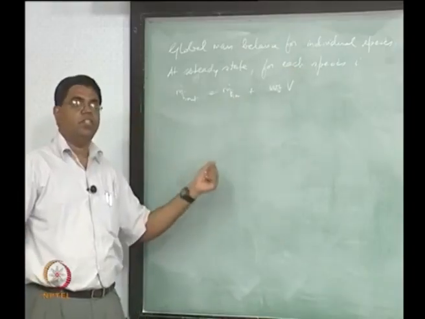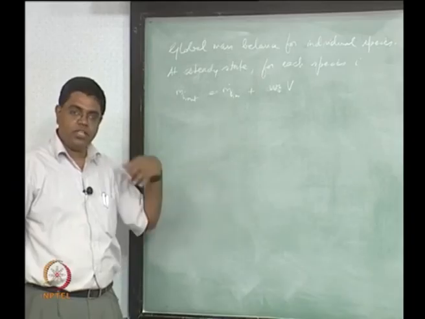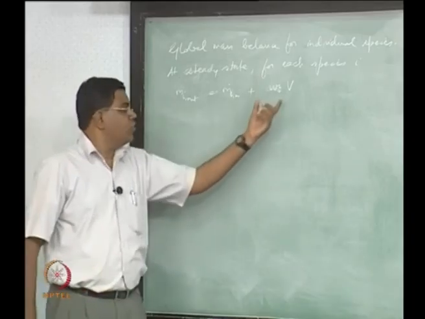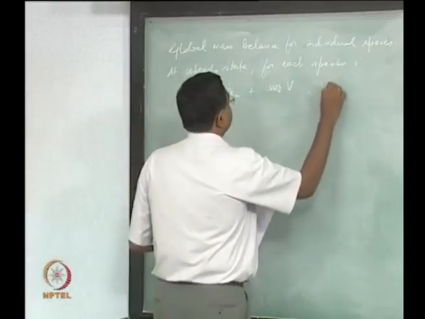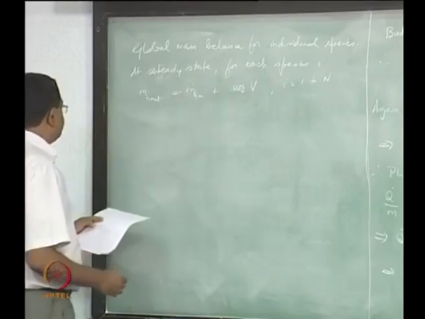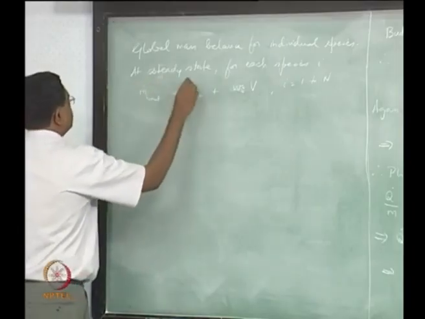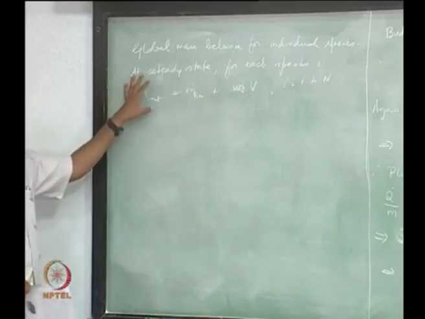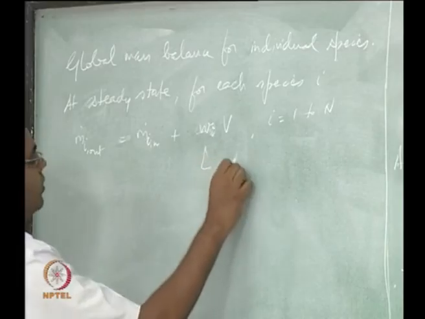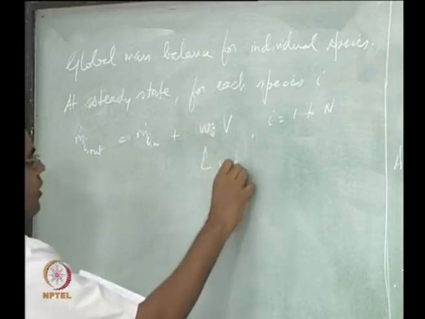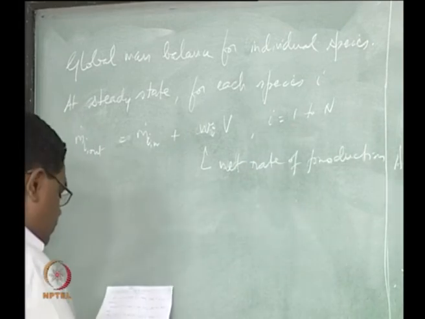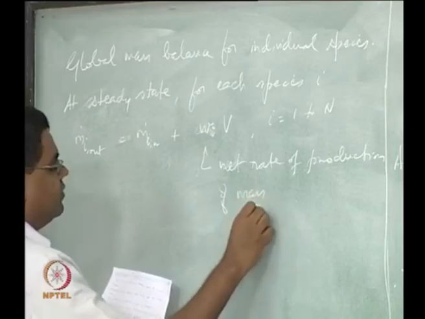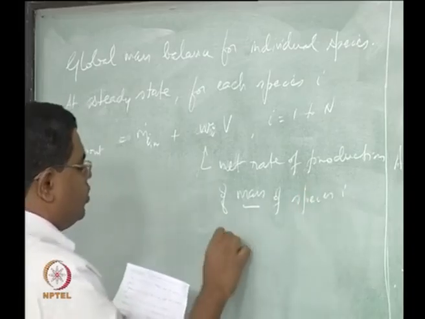This now is actually for a particular species. If a species is a reactant and it's going to get consumed, this is going to be negative, so you're going to get less of it when compared to what went in. So strictly speaking, we should say this is i equals 1 to n, and keep in mind there is a dot here. That means these are rates, so we are looking at something like kilograms per second. Okay, w i then is the net rate of production of mass of species i per unit volume.